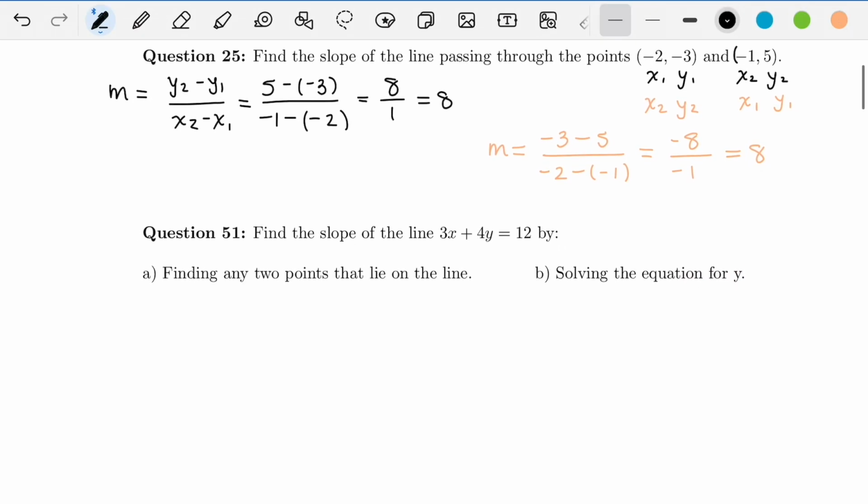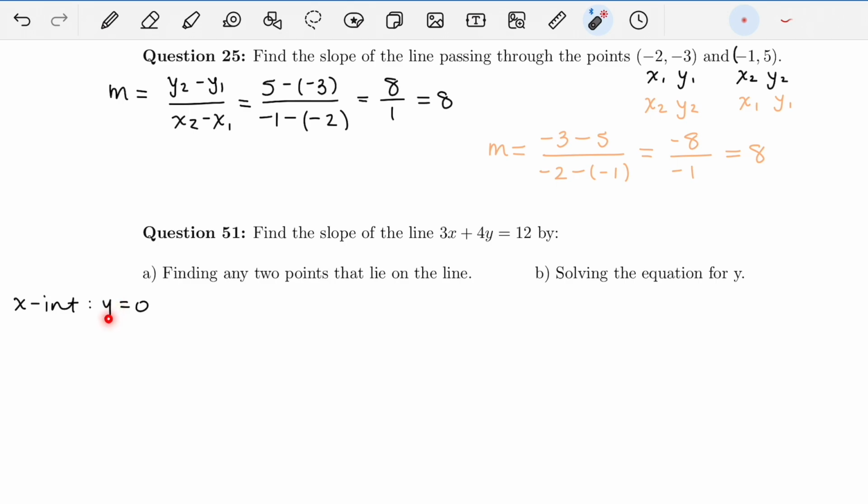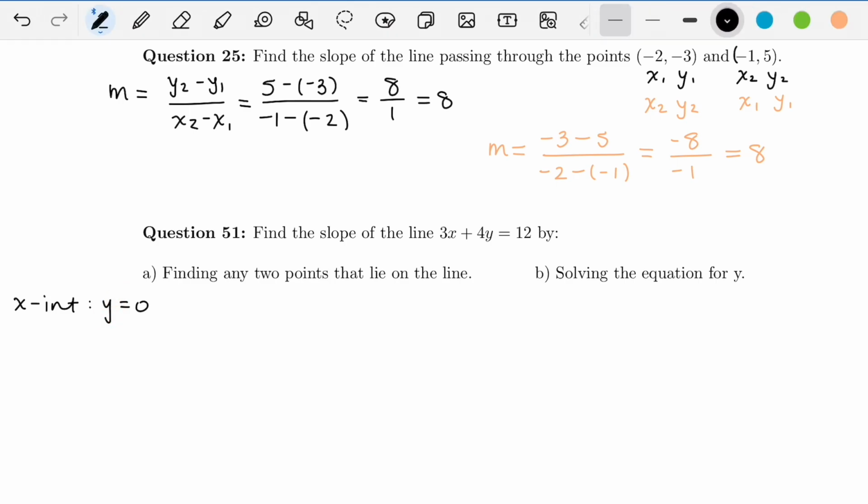So for part A here, we want to just find 2 points that are going to lie on this line, and 2 easy points are just going to be the x and y intercepts. And I say that these are easy points to find because we're setting one of the variables equal to 0. So when we do that, it's going to cancel out an entire term. And I'll show you that in a minute. So we want to find our x and y intercepts.